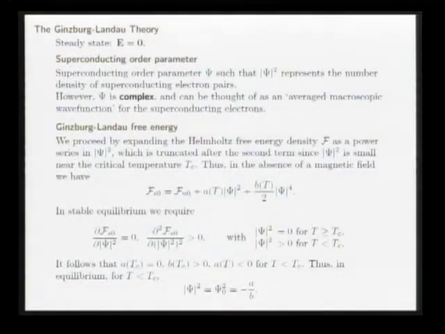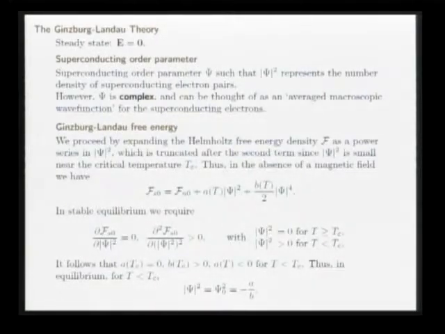Then the second step is to look at the free energy density, the Helmholtz free energy density, and think of this as doing a power series expansion in this order parameter. The free energy density depends on how many superconducting electrons there are, so you can write this as a power series in the number density of electrons, which is mod psi squared. The theory is valid close to the critical temperature, where you can truncate this series after the second term. We'll see why you need two terms in a second.